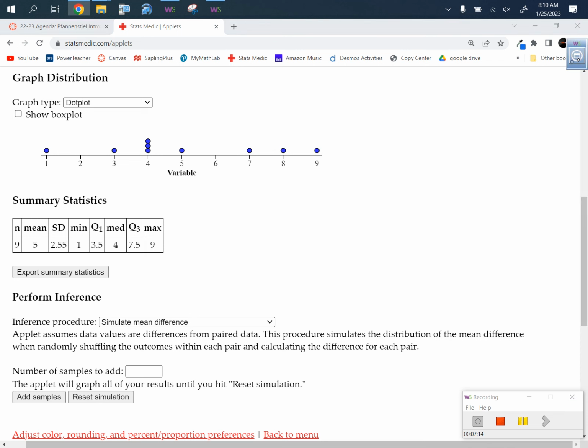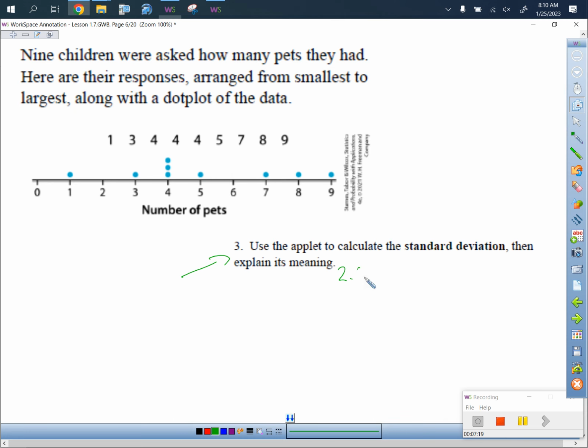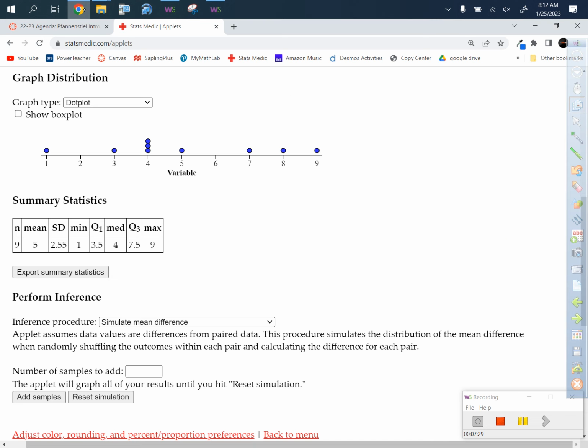So let me go back to my slideshow. The standard deviation is 2.55. Now, to explain its meaning, that's going to take some getting used to. Let me go back to this, though. This is about how many pets these families had. What's the average number of pets that they have, according to the data? What did you get? Oh, I got you. 4 is the median. What is the average? That's the mean. The mean is the average.